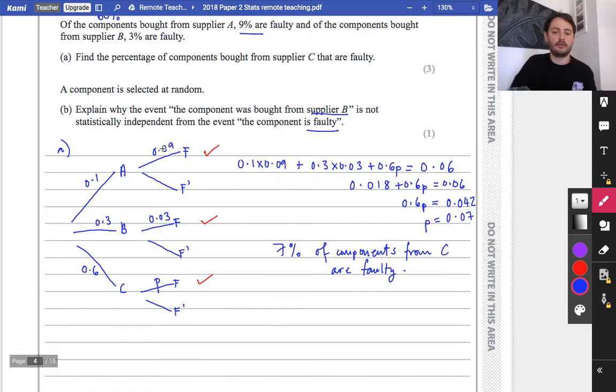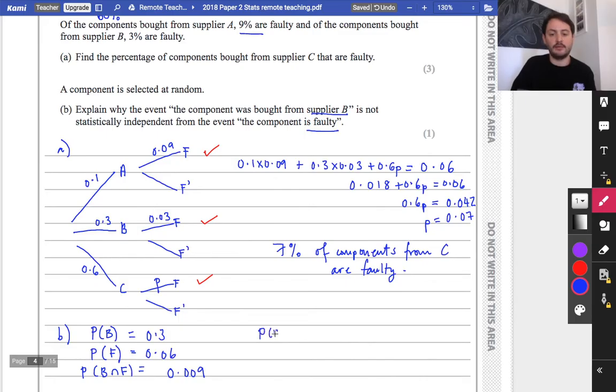Let's try it then. So it looks like we've got these 2 different things. We've got the probability that it is bought from supplier B, and the probability it's bought from supplier B is 0.3. The probability that it is faulty, the component is faulty, well, 6% of them are faulty. We worked that out, we were told that earlier, so that's 0.06. And the probability that it is from B and it is faulty, B and faulty, is 0.3 times 0.03, which is 0.009.